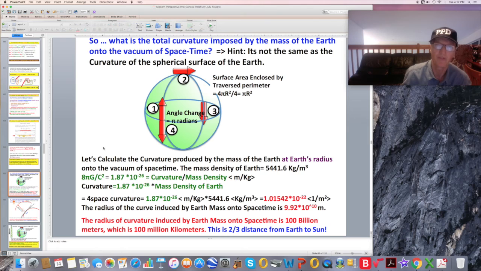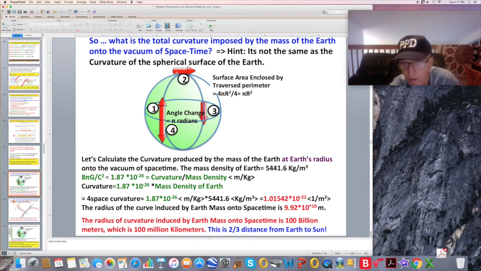I have the same picture again, but the curvature that the Earth imposes on space-time because of its mass density is not the curvature of the sphere of the Earth. No. So we just did this. We derived this constant, 8 pi G over c squared equals 1.87 times 10 to the minus 26. We derived it a few different ways. And that's equal to the curvature divided by the mass density, which means the curvature is going to be that constant, 1.87 times 10 to the minus 26, times the mass density of the Earth. And we know that.